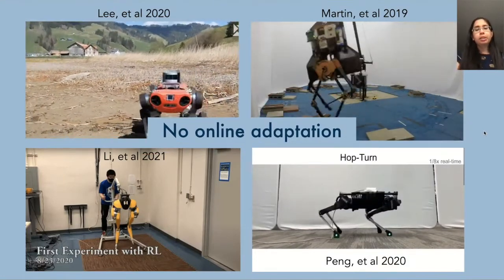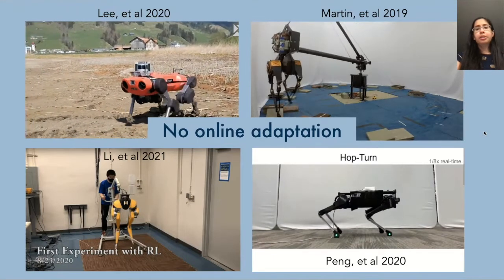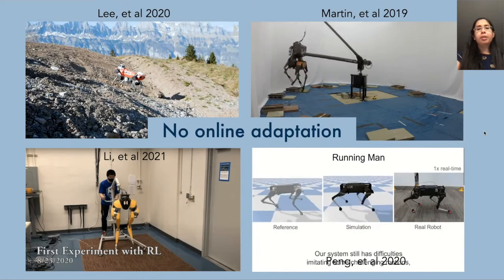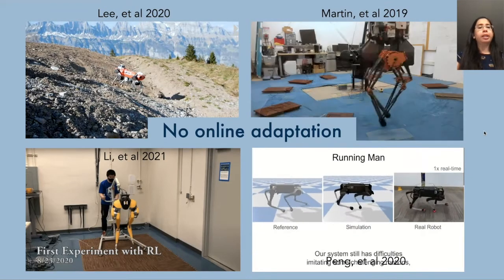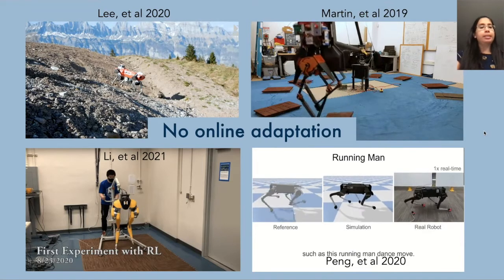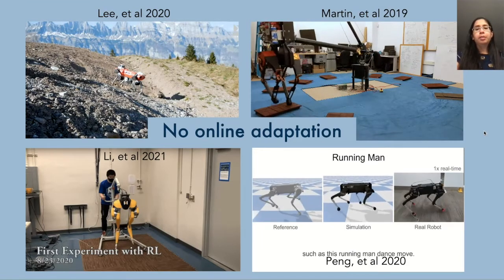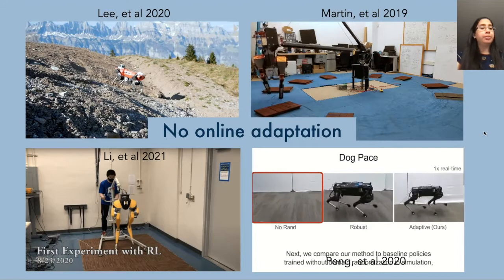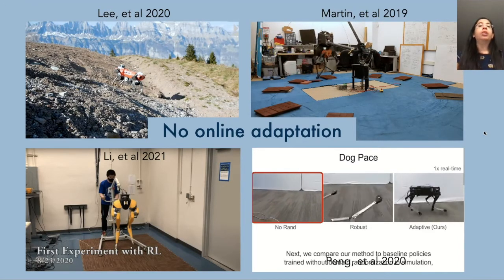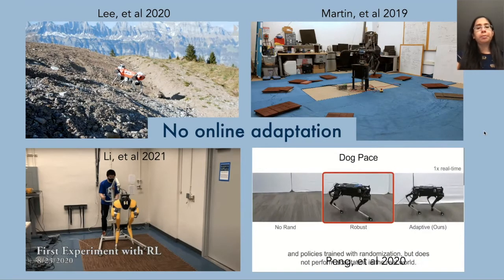So the top two works here are learned using a simple model or simulation. And then the policy is kept constant on hardware, even though we know that in legged systems, because of contact differences, the behavior between simulation and hardware can be significantly different.